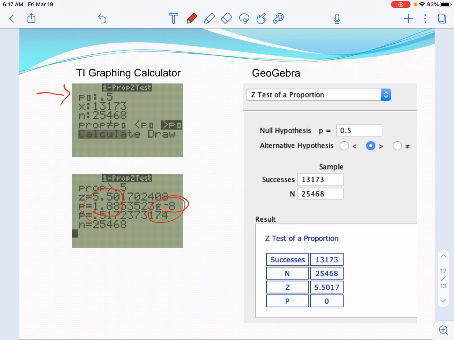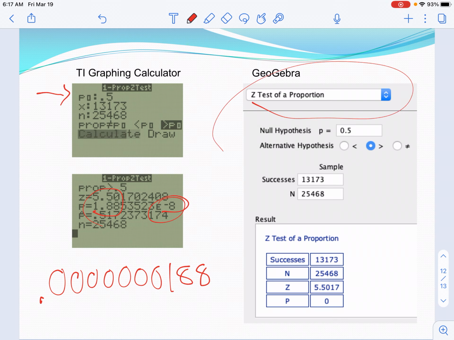Do not say 1.88 is greater than 0.05 and that you fail to reject the null. In fact, as a decimal, this is like 1, 2, 3, 4, 5, 6, 7, and then you have your 188. An incredibly small number, essentially 0 like we said on the previous slide. Reject the null, accept the alternative. You can see the same things with GeoGebra right there. We're calling this a z-test of a proportion. Same input, same output. It's too small for GeoGebra, they just round it to 0 for our p-value.